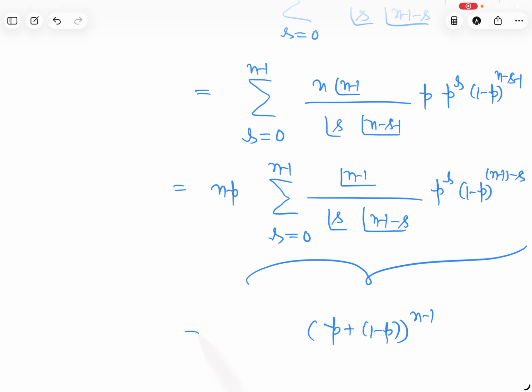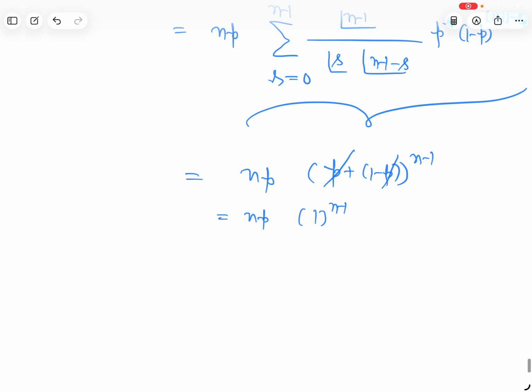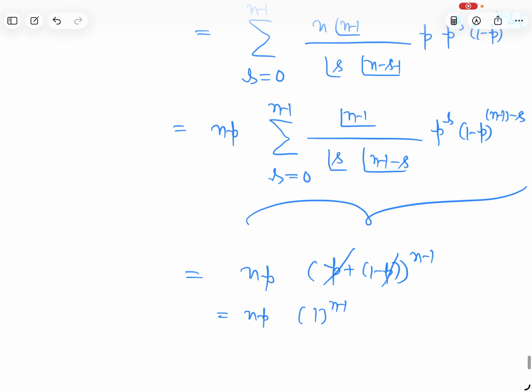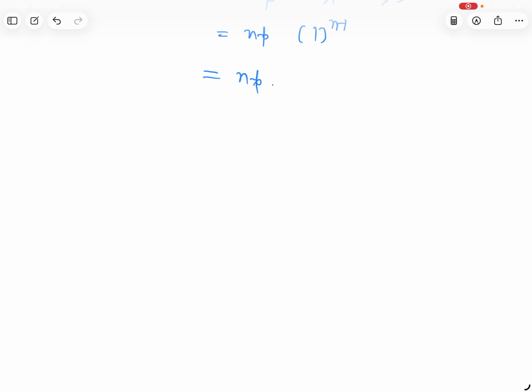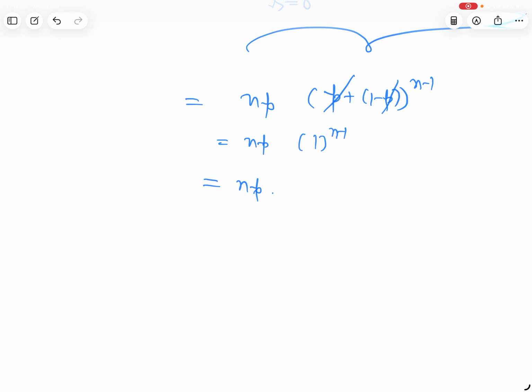You can check it. So np is already there. So p से p कैंसिल हो जाएगा. तो np और 1 का पावर n minus 1, and 1 to the power n minus 1 means 1. So you got np. So expected value in binomial distribution is actually np. Okay. So I have written this p plus 1 minus p to the power n minus 1 by binomial theorem. a plus b to the power n का फॉर्मूला अगर आप खोलोगे तो क्या आएगा, वो इसी तरह से आप चेक कर सकते हो, है कि नहीं.